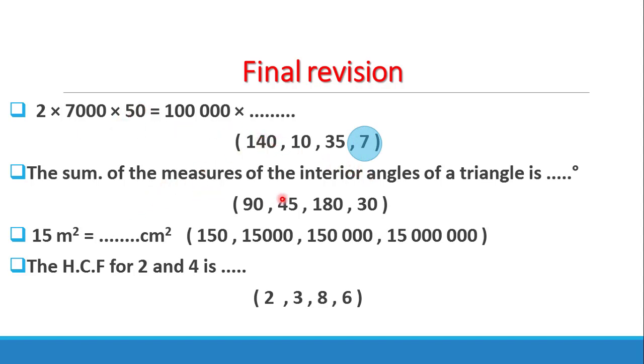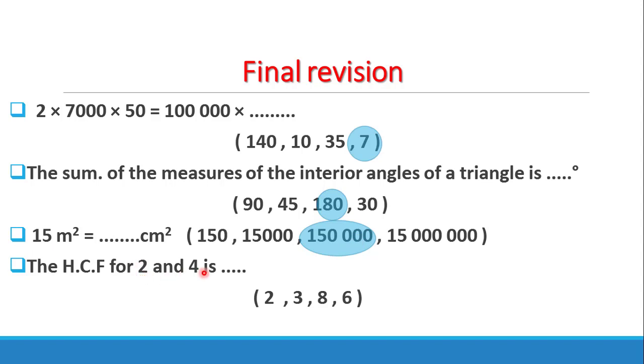The summation of measure of the interior angles of a triangle is, yes, 180 degrees. 15 meters squared equals how many centimeters squared? From meter to centimeter multiply by 100, but from meter squared to centimeter squared multiply by 4 zeros, so 10,000. So I'll add 4 zeros to 15. Okay, so 150,000.